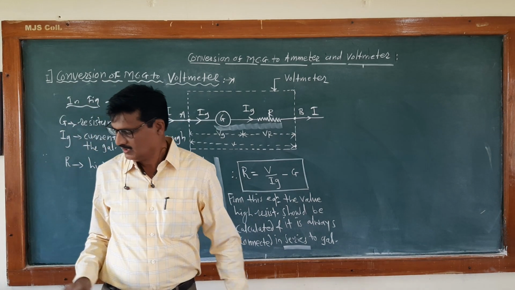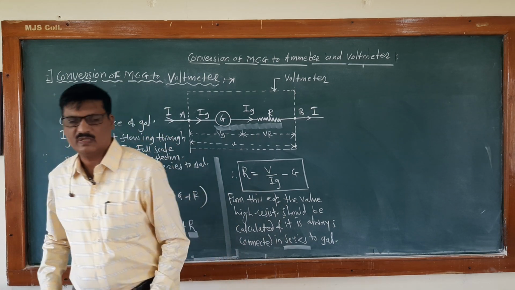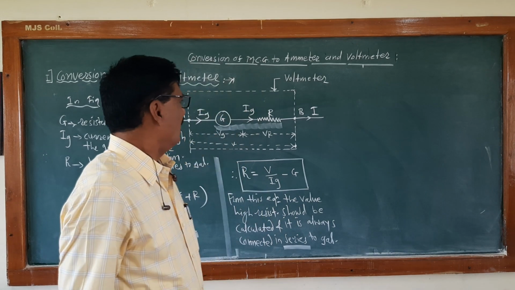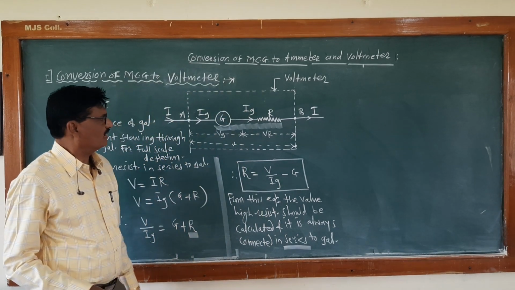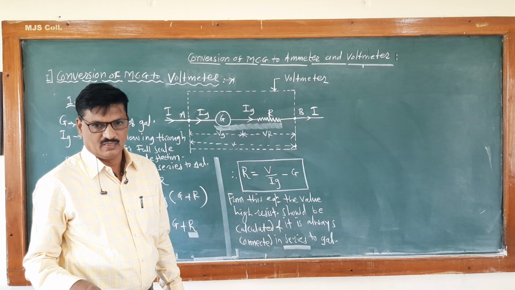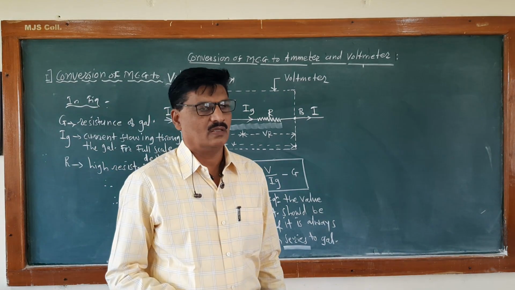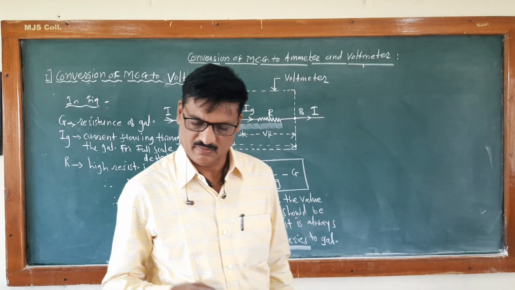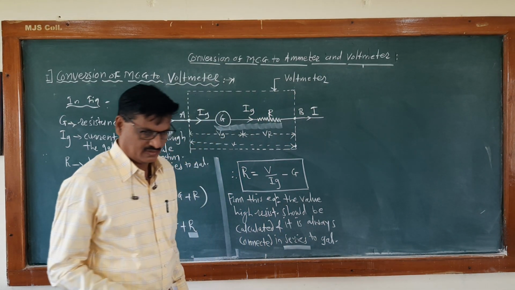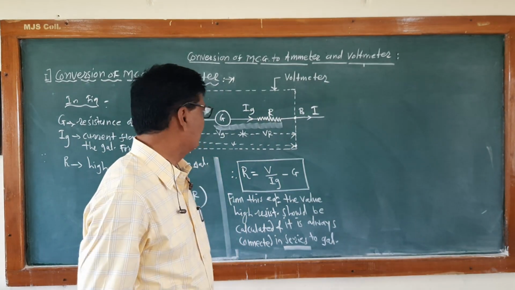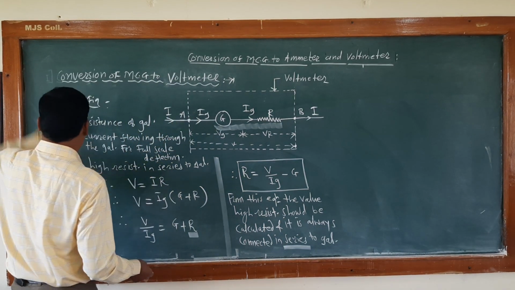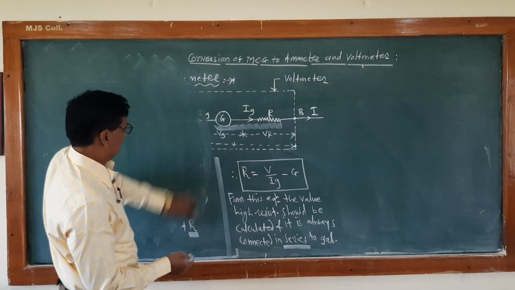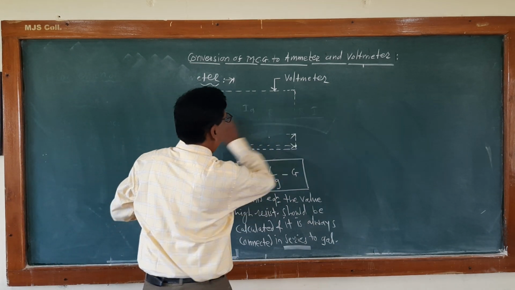Using this formula, sometimes a question may be asked: find out the value of high resistance connected in series, and how to convert a moving coil galvanometer into a voltmeter. The same question may be asked: how to convert a moving coil galvanometer into an ammeter and voltmeter. Sometimes these types of questions may be asked. One numerical based on these articles, moving coil galvanometer into ammeter and voltmeter. Numericals. One example.